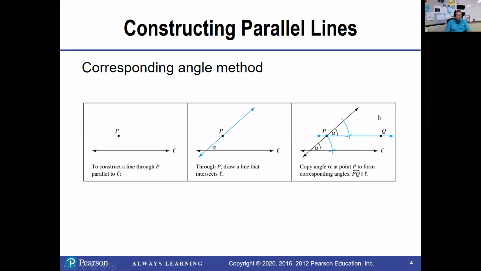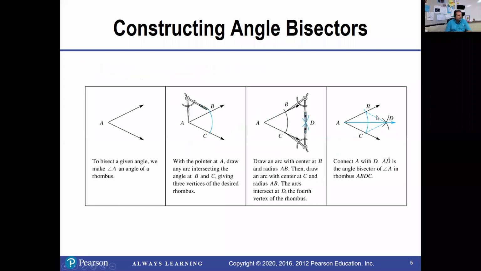All right, now constructing an angle bisector. This one's actually pretty easy. I like this one, it's a good easy one for kids to do. Okay, you're going to have an angle, and what is an angle bisector? It's going to cut it in half, so I have two equal pieces. That's our goal. Okay, so you're going to put your point on A and make an arc, and it doesn't matter how big you make the arc, you'll make the arc here.